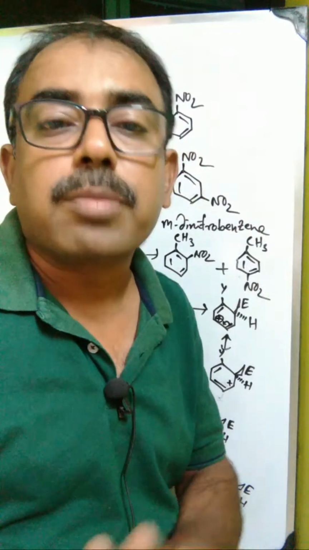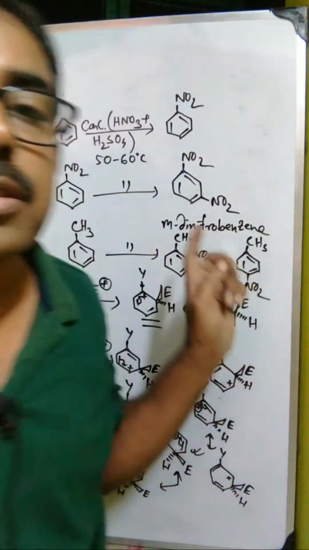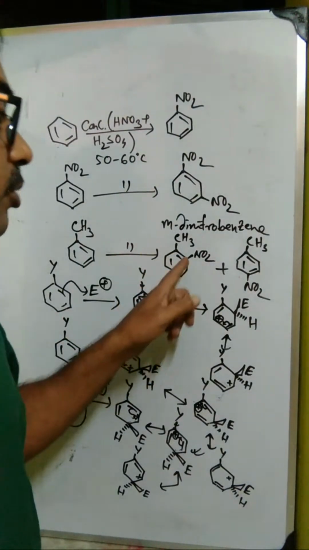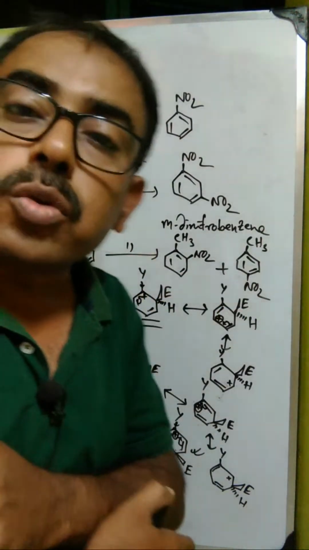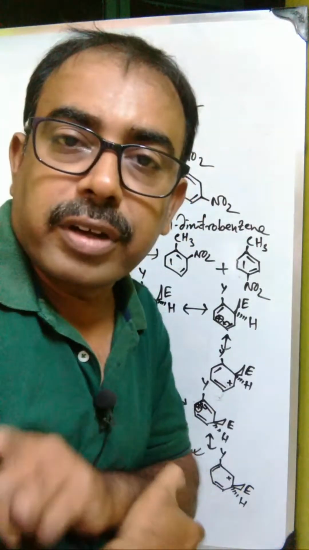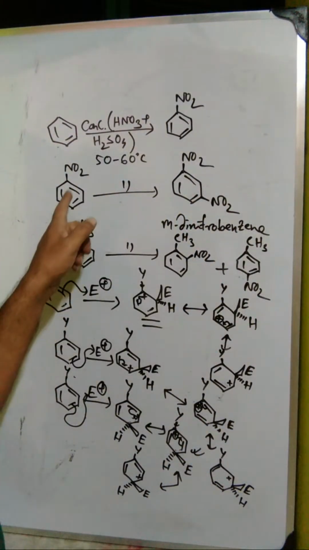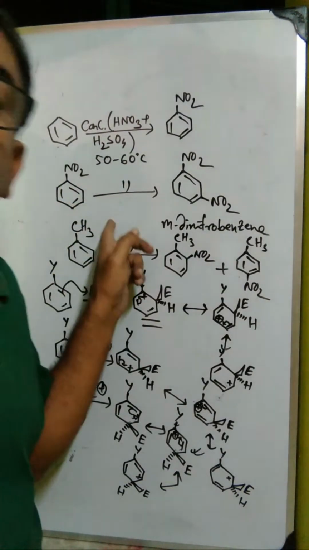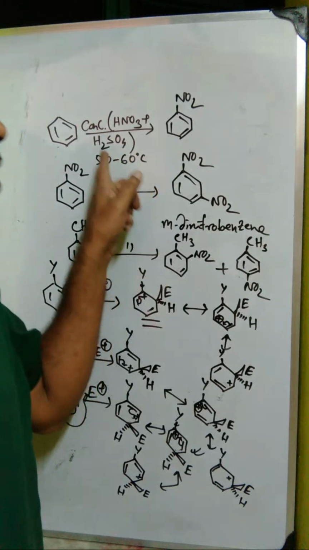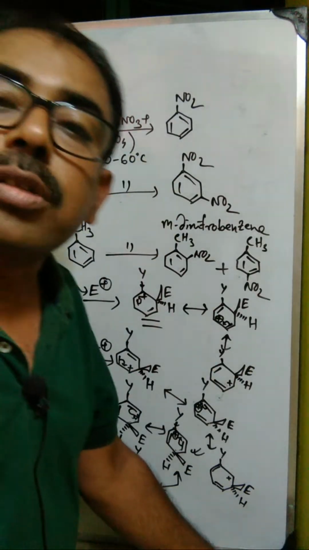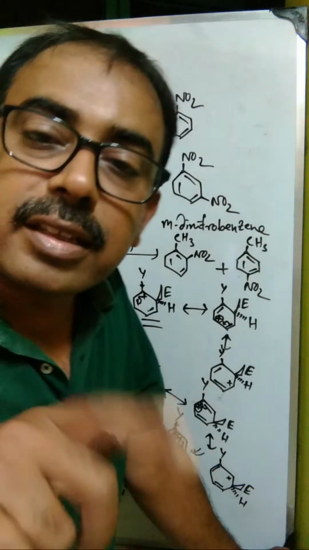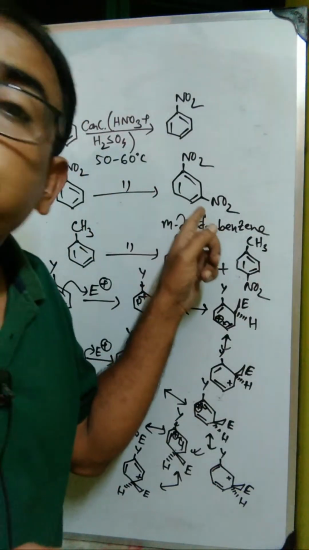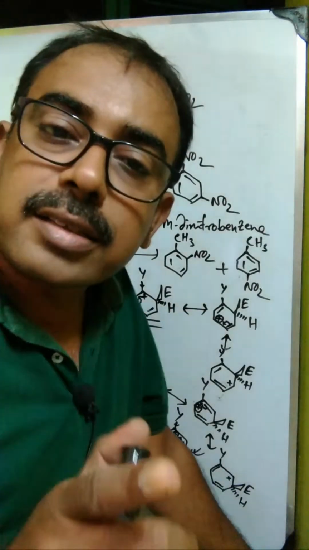Since CH3 group has plus I inductive effect, therefore in presence of CH3, that is in toluene, the incoming electrophile NO2 plus comes in ortho and para position, but NO2 group has minus I inductive effect. That is why in the electrophilic substitution of nitrobenzene, the incoming electrophile nitronium ion, which is produced in the reaction mixture of concentrated nitric acid and sulfuric acid, the NO2 plus is the generated electrophile that comes in meta position, because NO2 has minus I inductive effect.